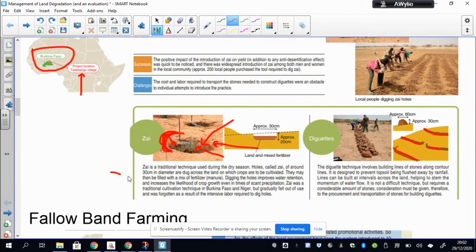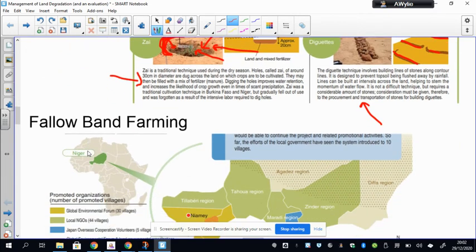So there's a little outline for the Zai and the degradation there, and you can pause it at this point if you want to have a read through these two ideas, just to get a little bit more idea. But I think using ideas of a project in Takabangu village in Burkina Faso and talking about these two and how they work in slightly different ways at reducing land degradation. And obviously they're positive because they're not just allowing the land to recover, but they're allowing farmers to grow crops again. Right, let's move on to fallow band farming.